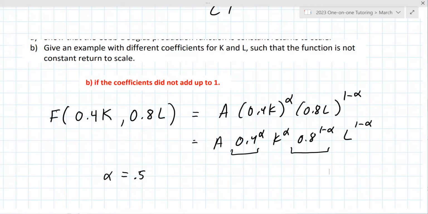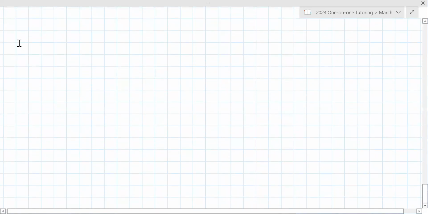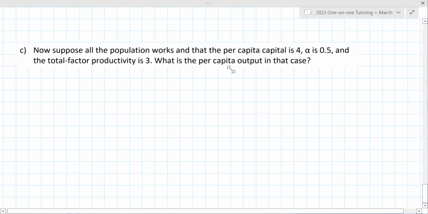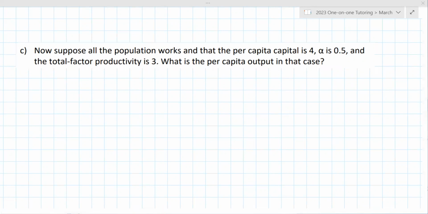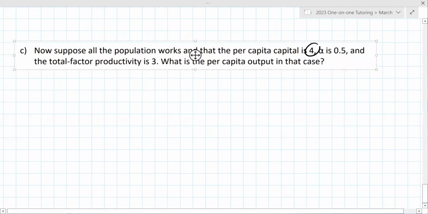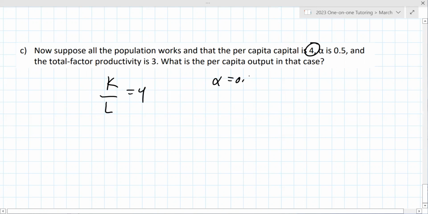All right. So the next problem, C, is more numerical, and we'll look at that now. Now suppose all the population works and that the per capita capital is 4. And I believe that is referring to the physical capital over labor. Yes, so that 4 is K divided by L. And alpha is 0.5.